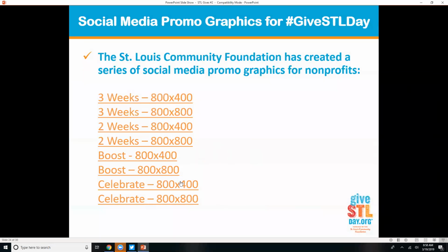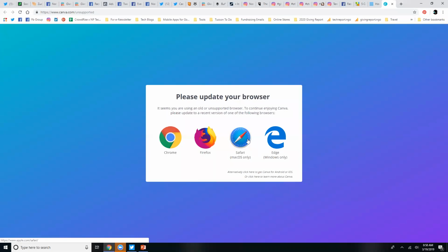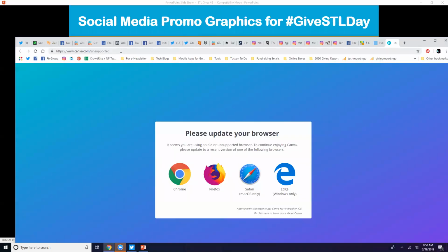So as I said, they've created a number of graphics for you, the St. Louis Community Foundation, to help in your promotion of Give STL Day. Those will be in the notes. You can also create your own. So for those of you that do not know Canva, hold on a second. Always does this when you link to it.